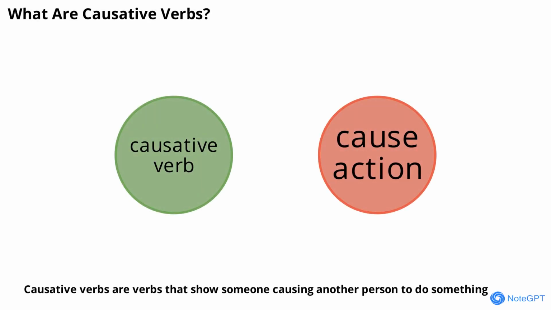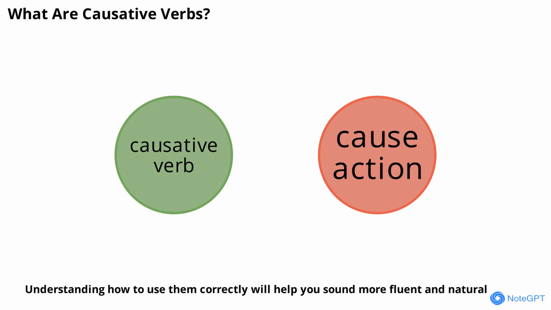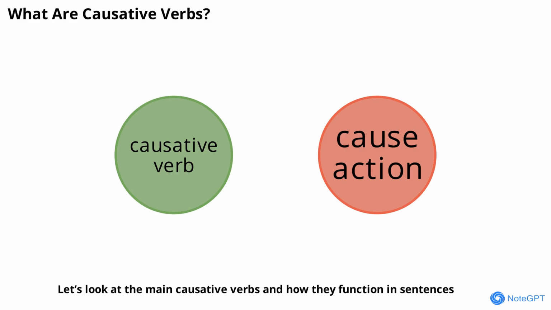Causative verbs are verbs that show someone causing another person to do something. Instead of doing the action yourself, you're making, letting, or helping someone else do it. For example, in the sentence, she made me laugh, the verb made is causative because she caused me to laugh. These verbs are extremely common in both spoken and written English. Understanding how to use them correctly will help you sound more fluent and natural. Let's look at the main causative verbs and how they function in sentences.